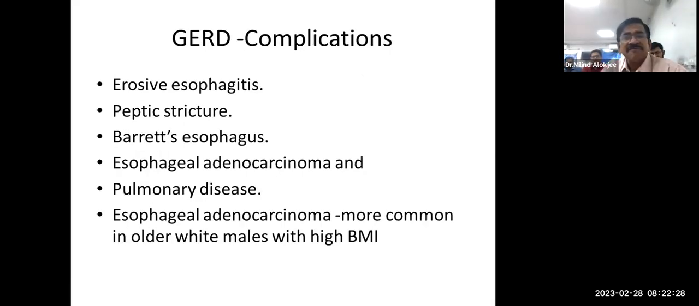What are the complications of gastroesophageal reflux disease? In view of acid reflux, it can cause erosive esophagitis. It can lead to ulceration and ultimately peptic stricture. This acid reflux in the esophagus can cause columnar metaplasia, leading to Barrett's esophagus. Subsequently, the Barrett's esophagus can develop dysplasia, which progresses from mild to moderate to severe dysplasia and ultimately can go to esophageal adenocarcinoma. This can also cause pulmonary disease. These are the esophageal and extraesophageal manifestations that are the result of GERD.